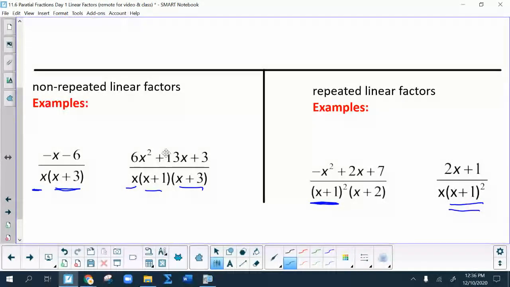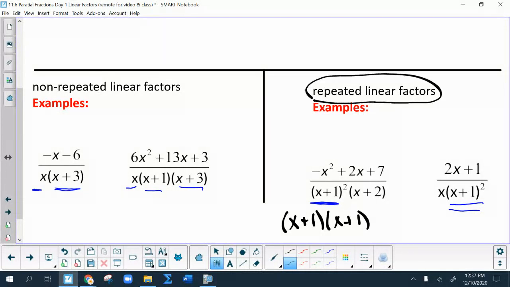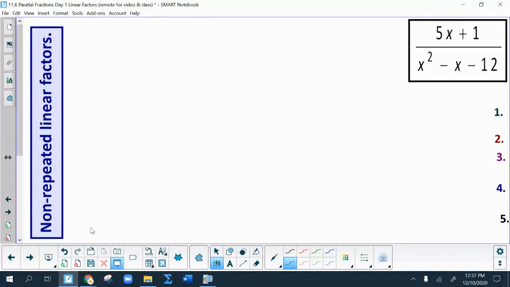They could be numerous degrees less, but they have to be at least 1 degree less in order for this process to work. And then in the right-hand column, you'll see that you have linear factors. X plus 1 is a linear factor. X plus 2 is a linear factor. But then it's repeated. So this is the same as if I were to write x plus 1 times x plus 1, which is why we call it a repeated linear factor. Okay, so I'm going to show you the steps to take to do these and then do the actual problems with you. So here's for our non-repeated linear factors.